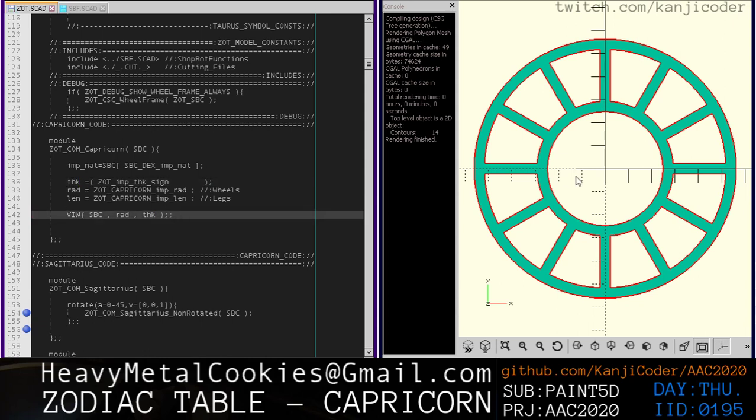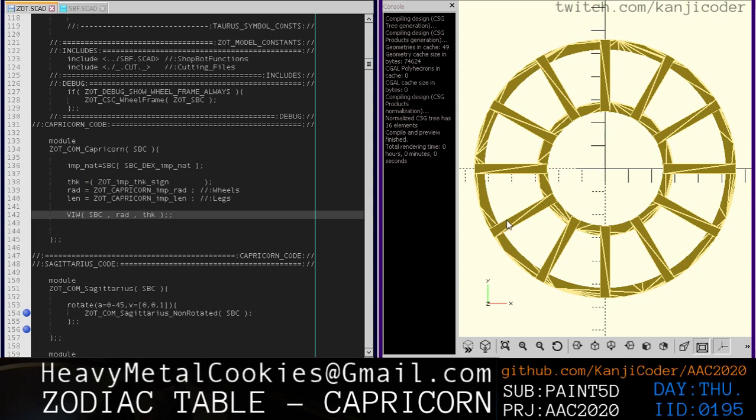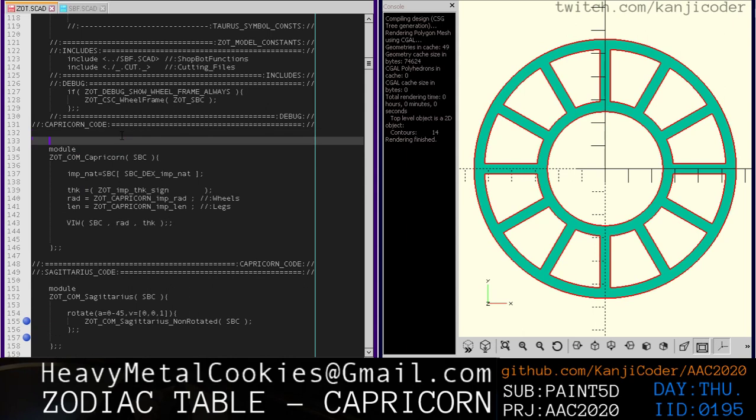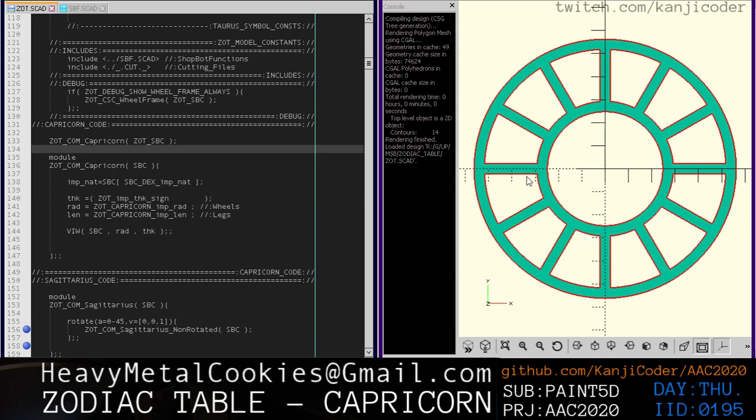Okay, and then let's just view that for a second. F4. What do we got? We got nothing. What did we screw up here? So this is Capricorn. Oh, because we still have to actually call it, right? We've got to call it ZOT SBC. Call it with the configuration variable. Okay, give that a look. Give that a run. Okay, so that's kind of right in there.